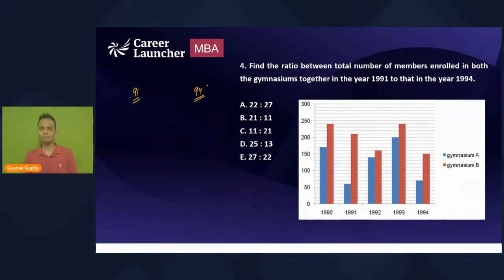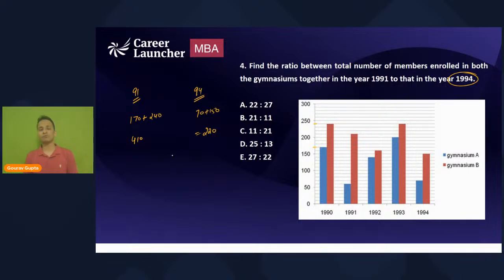All right, simple. Now 1994, I believe we have already calculated this value in the last question. 70 plus 150, the value was 220. Now we just need to calculate the number of members for the year 1991. Now 1991 gymnasium A is 170, and for gymnasium B it is 240. So 170 plus 240 is 410.